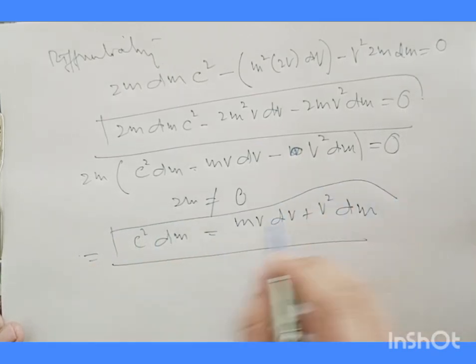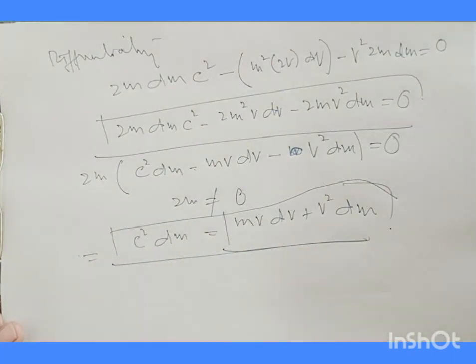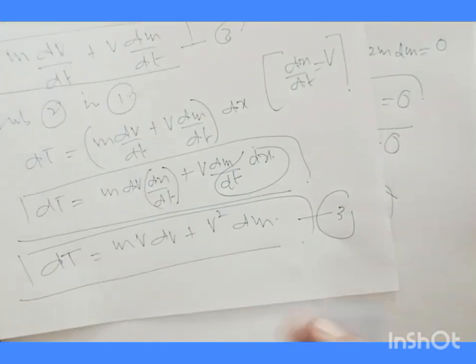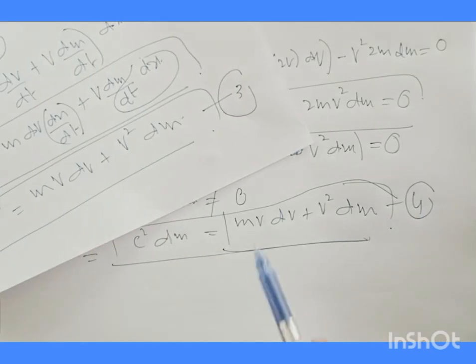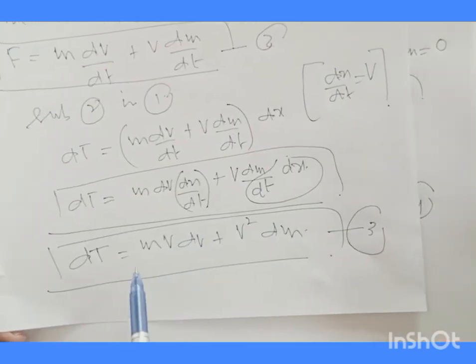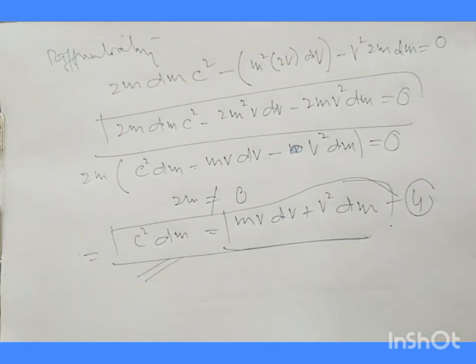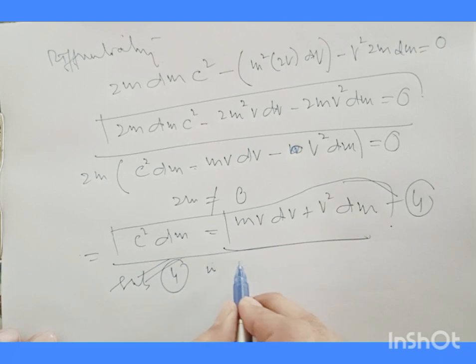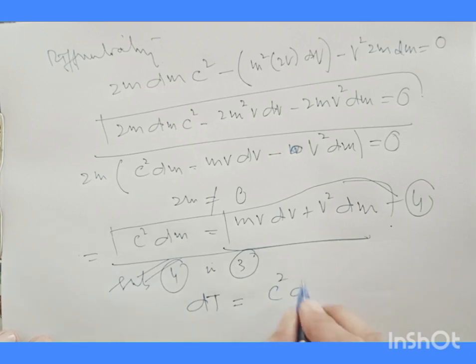I think we have already connected this in the equation. Where is that? Here it is. Okay. So if I call this 4, I can substitute this 4 in 3. So instead of this whole thing, I'm going to use c square dm. So substituting 4 in 3, what I am going to get is dT, that's the gain in kinetic energy, is c square dm.